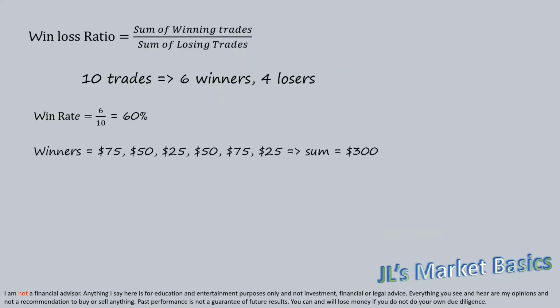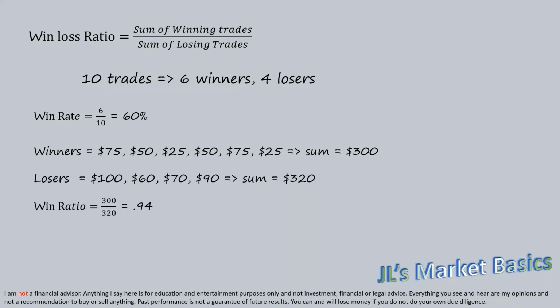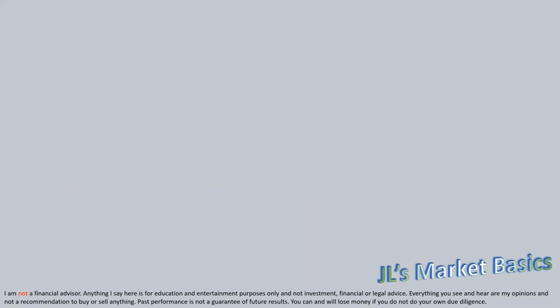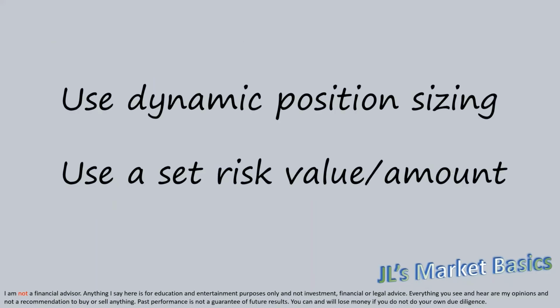But the truth is that the total of the 6 winning trades only netted the trader $300, and the total of the losing trades netted a loss of $320. This would give the trader a win-loss ratio of 0.94, meaning the account is net negative. A way to mitigate this is to have a dynamic position size and have a set risk value.